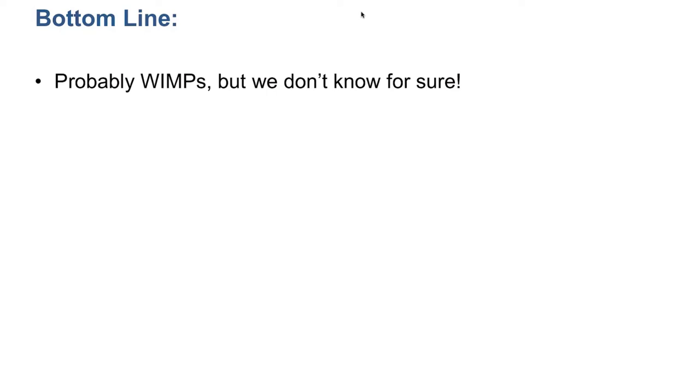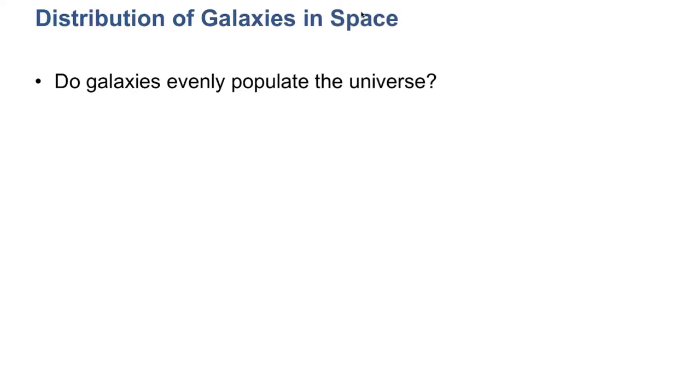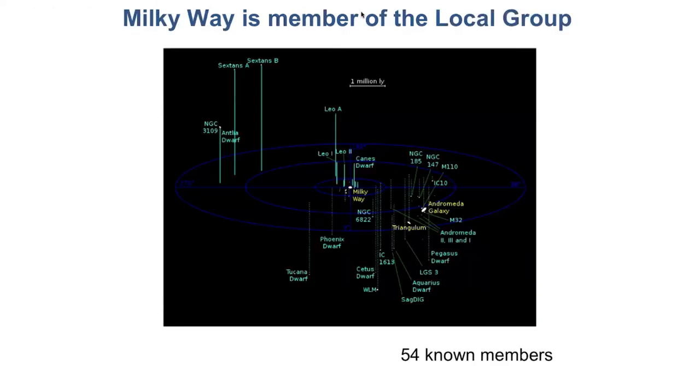Okay. Next question we want to ask is, what is the distribution of galaxies in space? Are they randomly and fairly evenly distributed? Did they come in clumps? Let's ask and answer that question. So let's talk about the local region of the universe first.